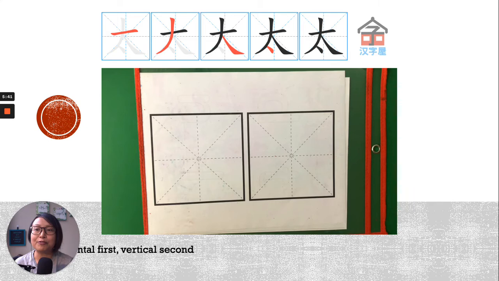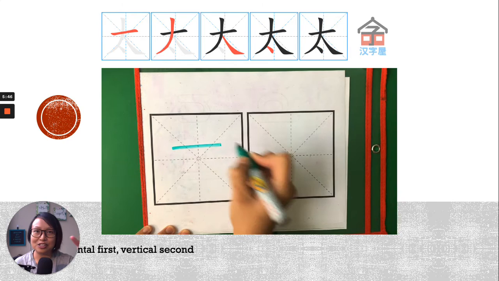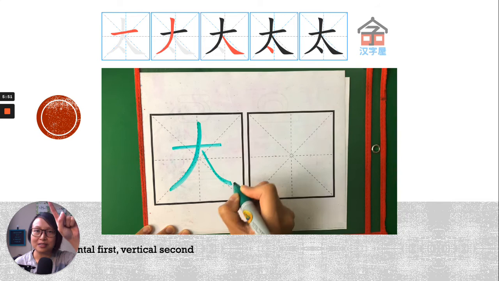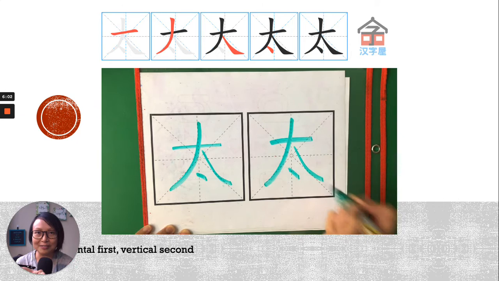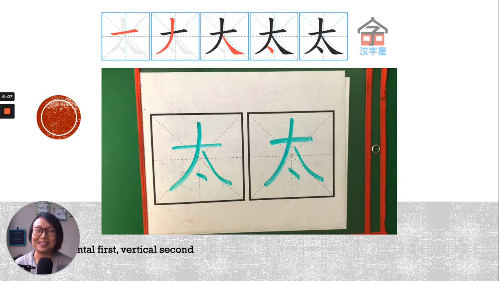So let's take a look at this. We do the horizontal, and then we go back to the top and let it go down to the left. Remember, left to right. And then we go to the middle and to the right, and we come down at the bottom to the little dot. Tie. That's how we write the word and follow the rules.